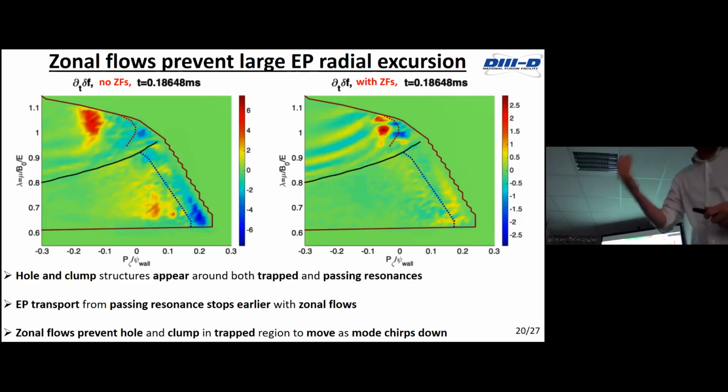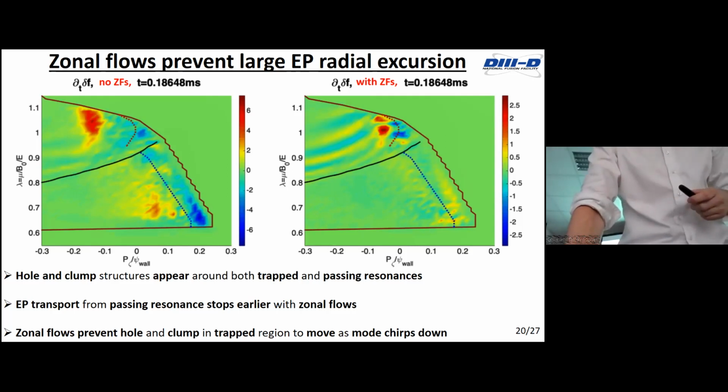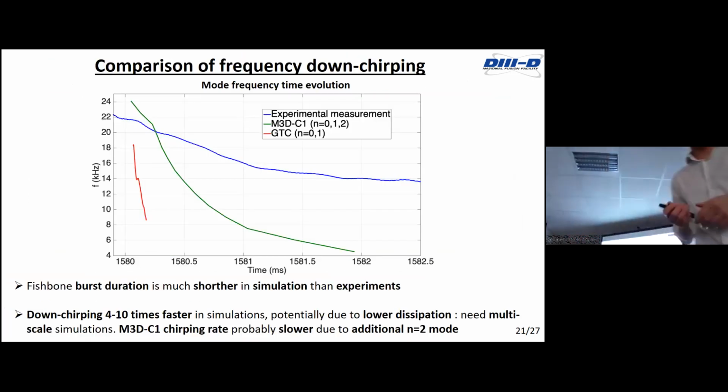To conclude the validation, I'm going to compare the chirping rate obtained between the experiments and the simulations. In green, you have XOR K, in red, you have GTC, and in blue, the experiments. You can see, first of all, that the fishbone burst duration is much shorter in the simulation than in the experiments, by a factor of 10 to 20, and that the down chirping is also much faster in simulation by a factor of 4 to 10.